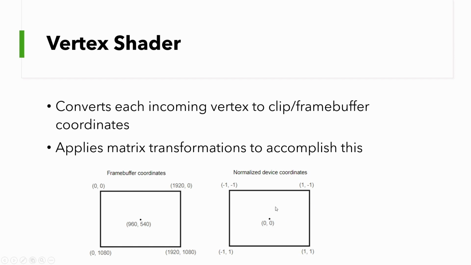So just understand that there are certain cases where we will be working in frame buffer coordinates, and there will be certain cases where we're working in normalized device coordinates. So remember that there is a difference between those two. I will cover that difference again when we get there. Just wanted to point that out for now.